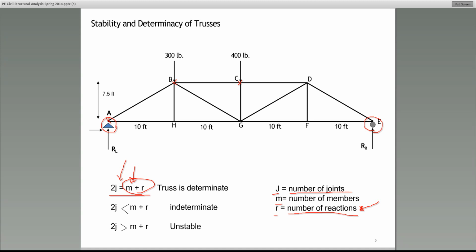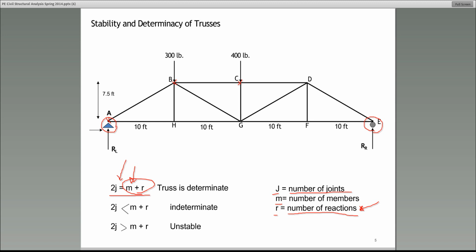What about the left-hand side? Left-hand side is 2 times j. J is the number of joints. How many joints are there? Just count them. A, B, C, D, E, F, G, H. How many do you get? John Taylor says 8. I agree. So j is 8. But you multiply that by 2. 2 times 8 is 16. So if the right-hand side and the left-hand side are equal, then the truss is determinate. In this case, the truss is determinate. That's all there is to it.